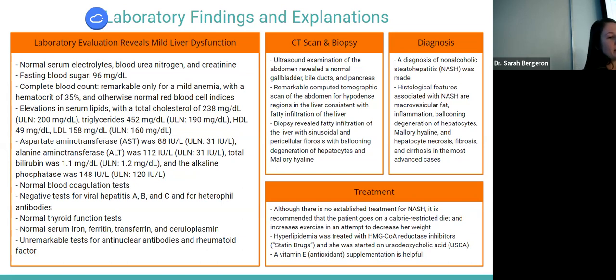Hyperlipidemia was treated with HMG-CoA reductase inhibitors, like we learned earlier, statin drugs, and she started on UDCA. Vitamin E was also recommended as it is shown to be helpful.